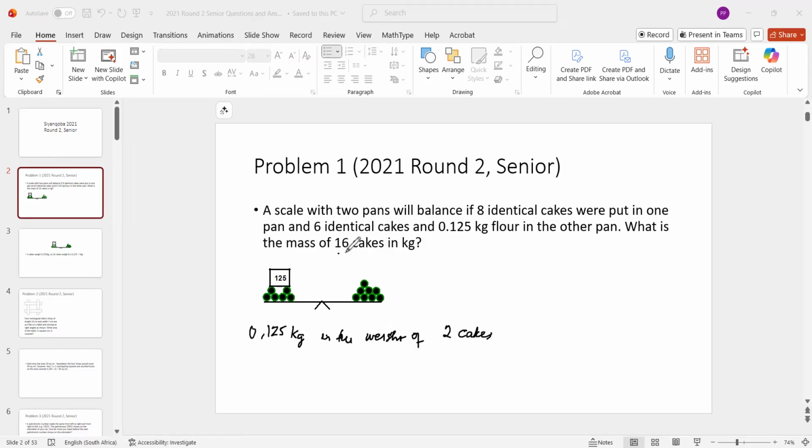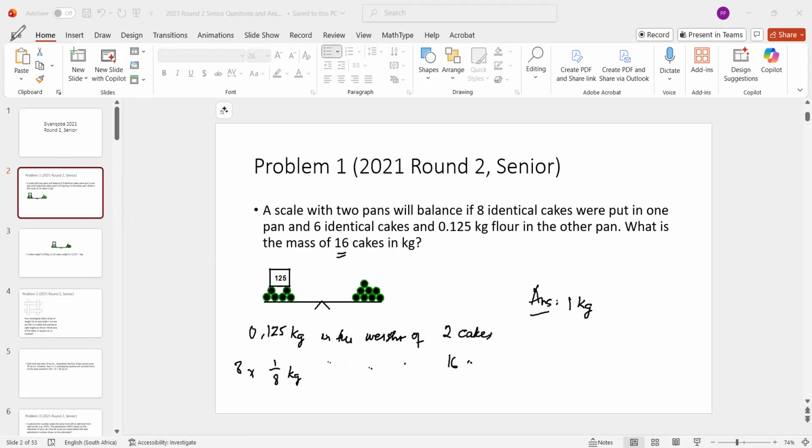All right, you want to know what the weight of 16 cakes is? Therefore, the weight of 16 cakes, this is 8 times 2, so it will be 8 times 0.125, which is 1/8 of a kilogram. So therefore, the answer is 8 times 1/8, which is 1 kilogram. Okay, so that's the first one.